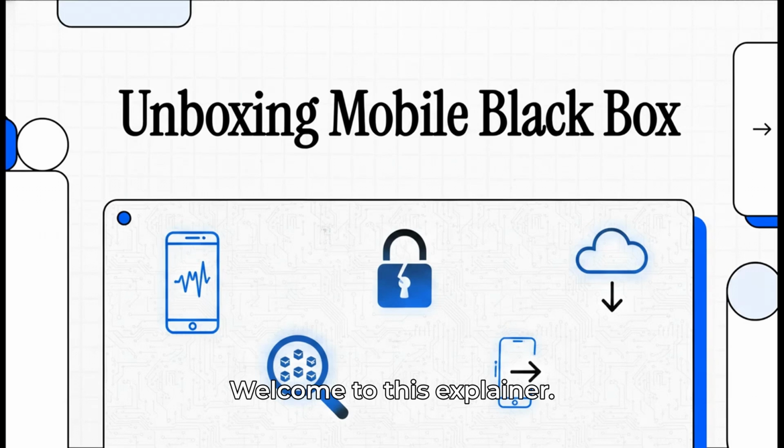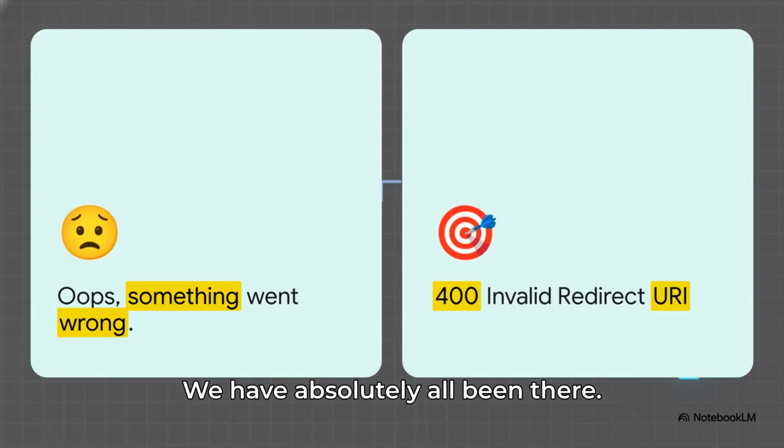Welcome to this explainer. Today, we're doing a real over-the-shoulder debugging session to demystify the totally opaque world of mobile app network traffic. If you've ever felt like the app you're supporting is just completely hiding its secrets, well, you're in the right place. We have absolutely all been there. You're staring at a generic mobile error screen that just says, "Oops, something went wrong." It is incredibly frustrating, right? But today, we're moving from blind guessing to surgical precision using Charles Proxy.